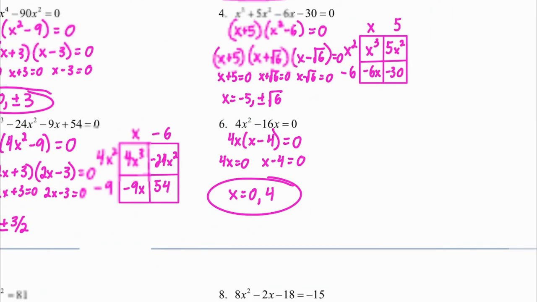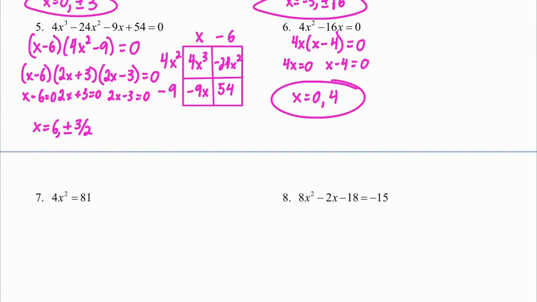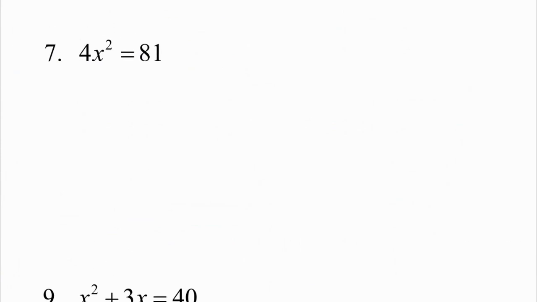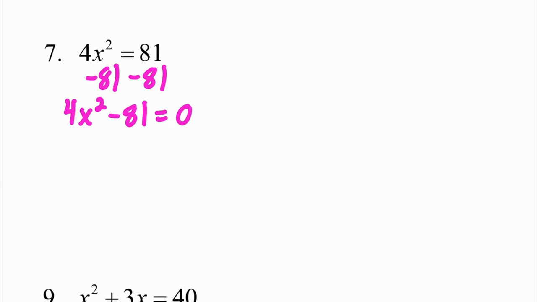Alrighty. Next page. So then we're getting into these, and these aren't set equal to 0. So we need to do that first. We need to get them set equal to 0. So we subtract 81 from both sides. I can't take out a GCF, but I do have a difference of squares here.